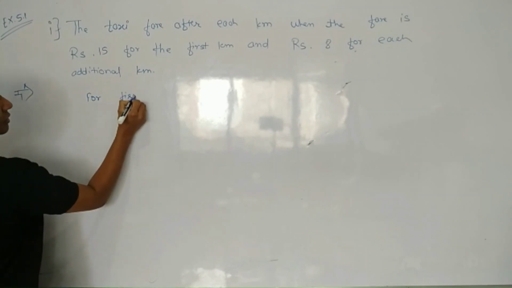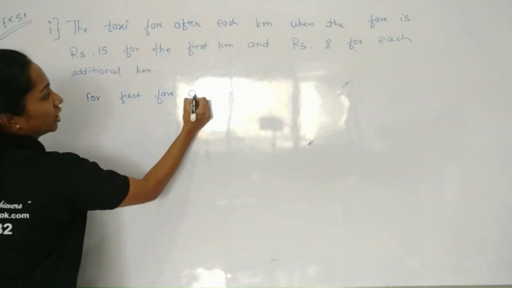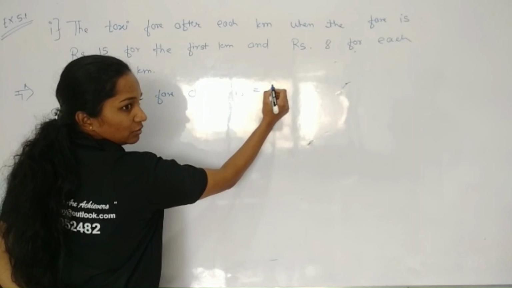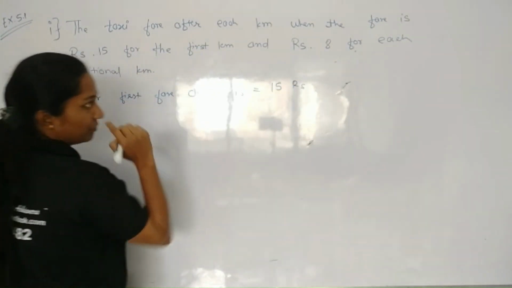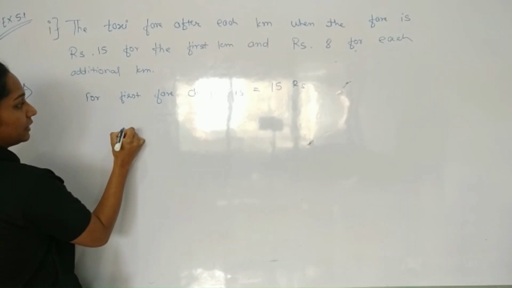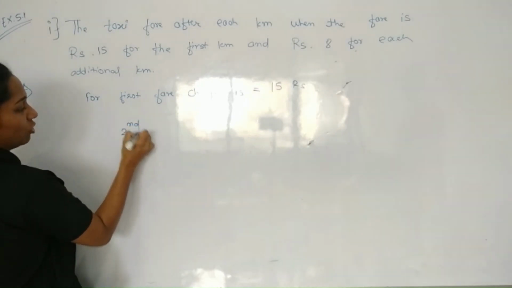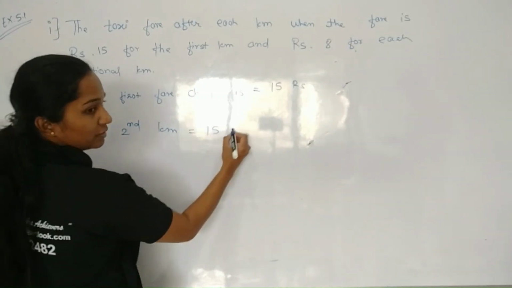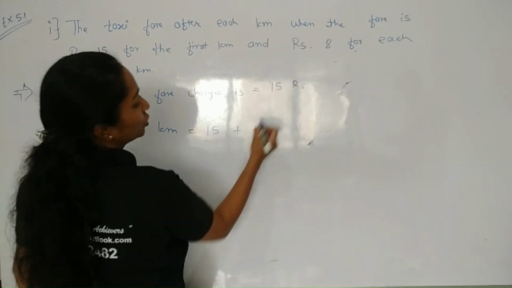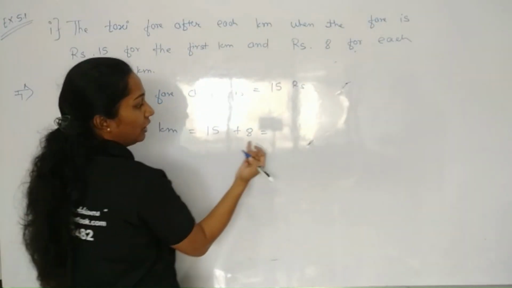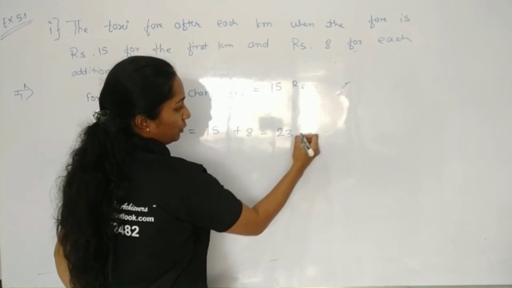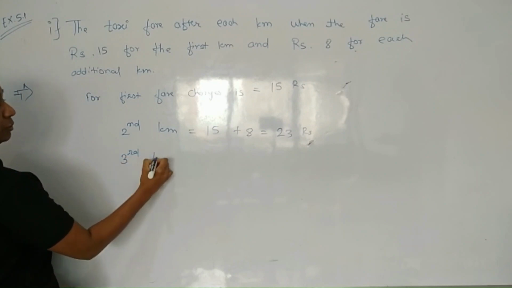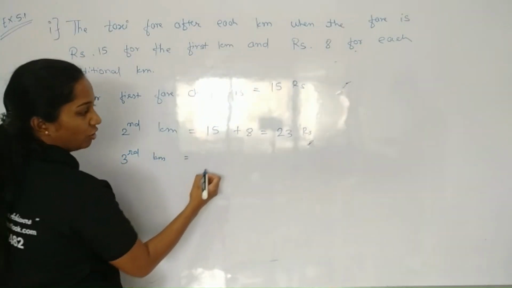For the first fare, the charge is how much? 15 rupees. Then for the second kilometer, the charge would be 15 rupees plus the additional charge of rupees 8. That is 23 rupees.